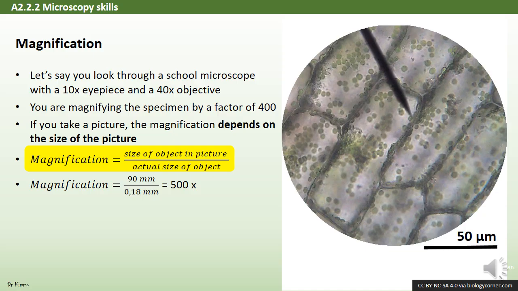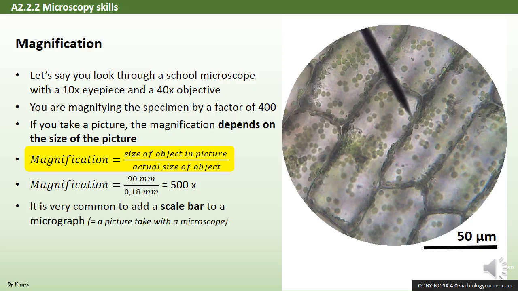Let's say that the diameter of this circle on my screen is 90 millimeters. It might be different on your screen. On my screen, it's 90 millimeters. Let's say that I know that the field of view through this microscope is always 0.18 millimeters. 90 millimeters divided by 0.18 millimeters is 500. That means that the picture on my screen right now has magnification of 500x.